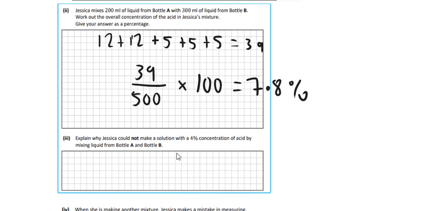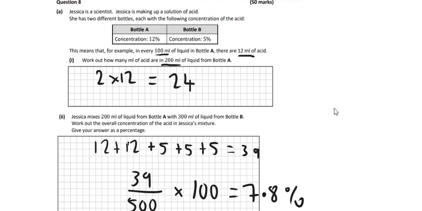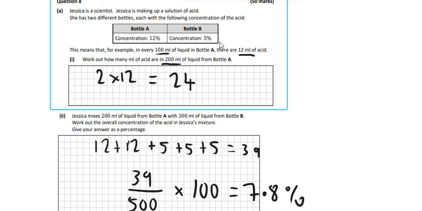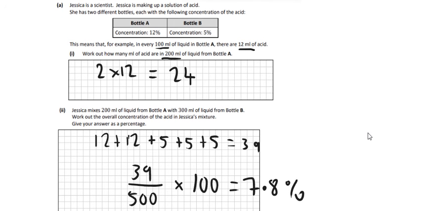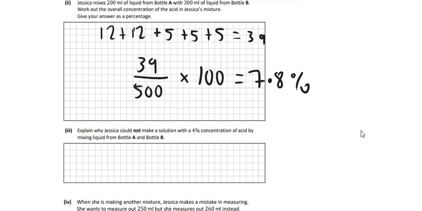Explain why she could not make a solution with a 4% concentration of acid by mixing liquid from bottle A and bottle B. It's because it has to be somewhere in between the 5 and the 12. If there's 12 in bottle A and 5 in bottle B, you can't ever make it so that it's going to be less than 5 or more than 12, because it's a proportion of the total. So it's because it's somewhere between 5 and 12.